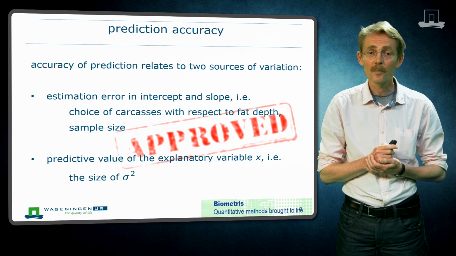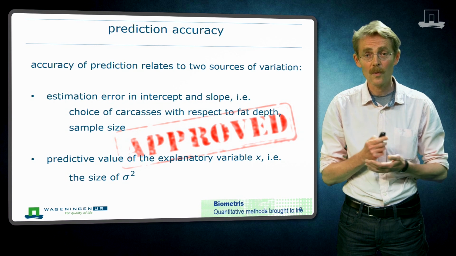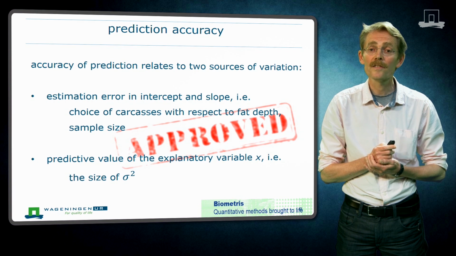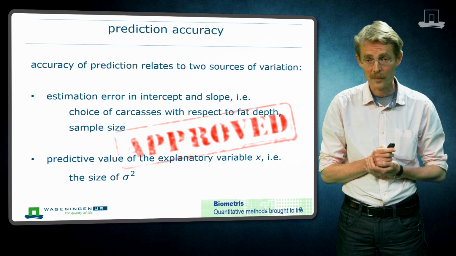And finally, the predictive value of the explanatory variable, the fat depth in this case, corresponds to a sigma square, a variation around the line, and sigma square should be small enough. When it is not, you need to find other predictors from the carcass that work out better.